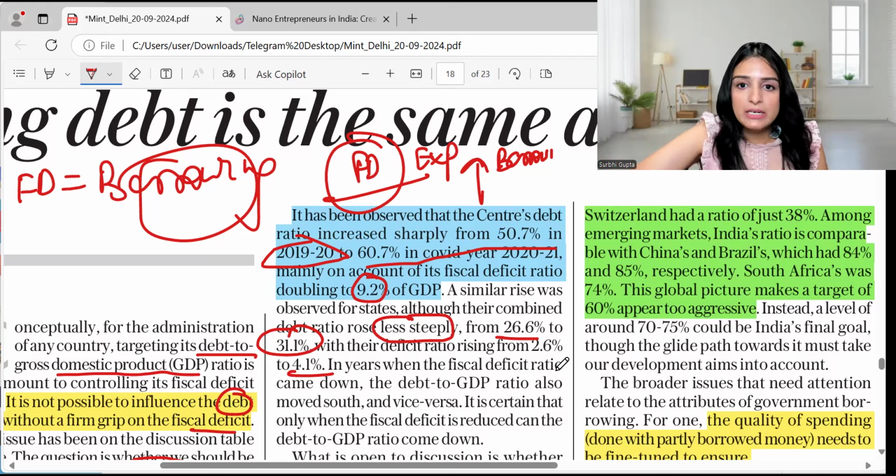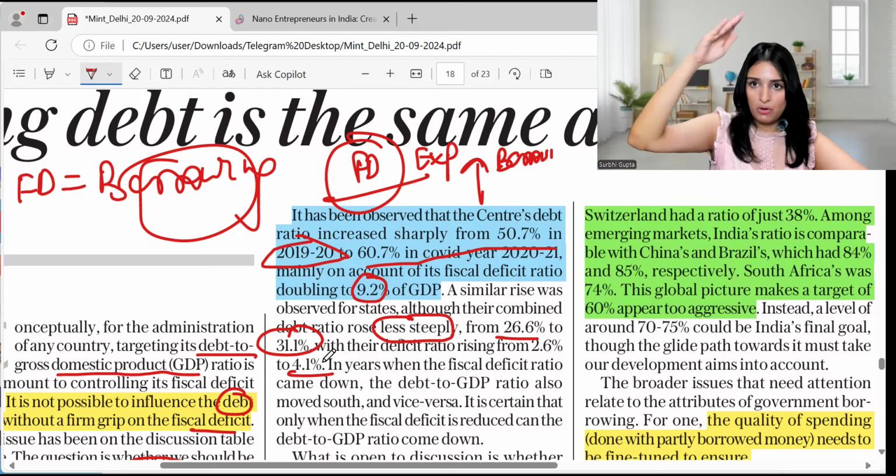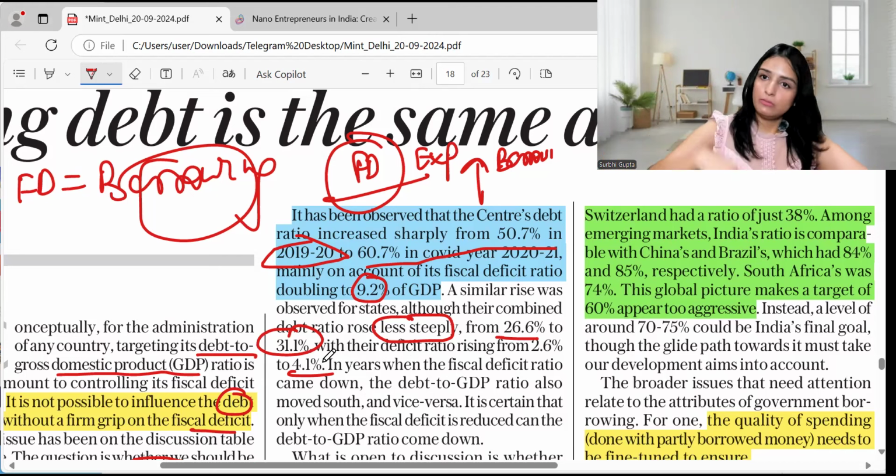In years when the fiscal deficit ratio came down, the debt to GDP ratio also moved south. South means down. It's a very good way of saying came down: move south. North, move up; south, move down.